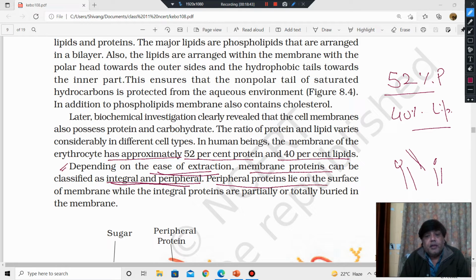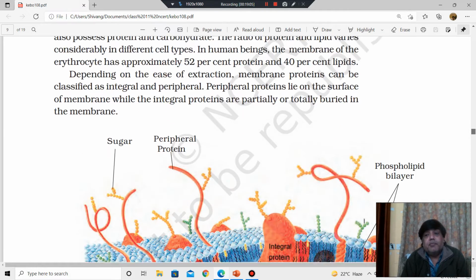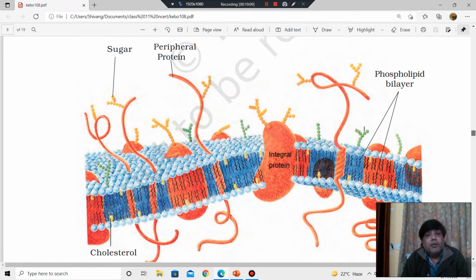Peripheral or extrinsic proteins lie on the surface and are easy to extract, while the integral proteins are partially or fully embedded, fully buried in the membrane, and these are difficult to extract. So there are two categories of protein, integral and peripheral. Peripheral proteins lie on the surface, whereas the integral proteins are partially or totally buried in the membrane.